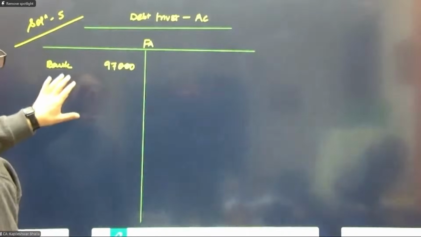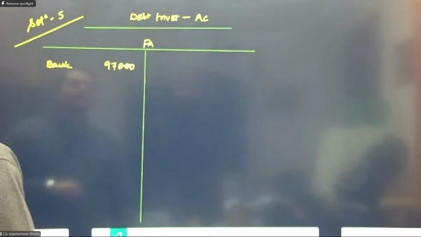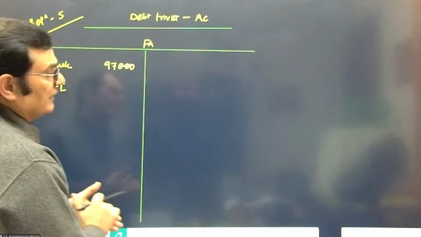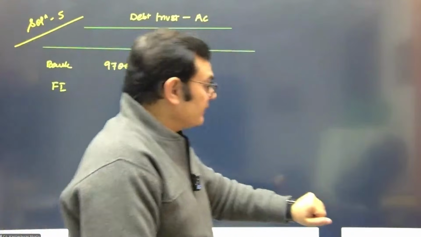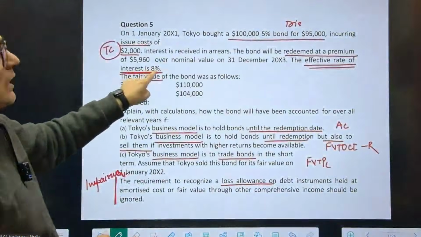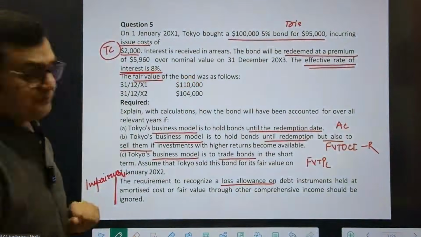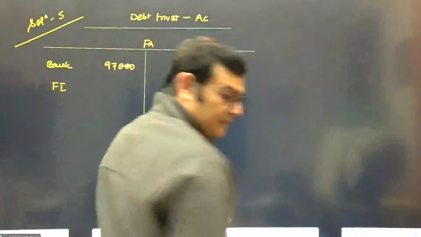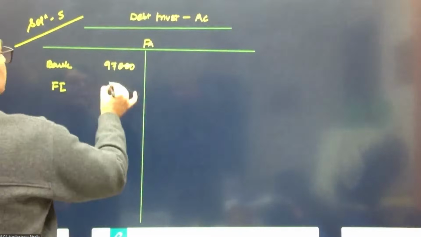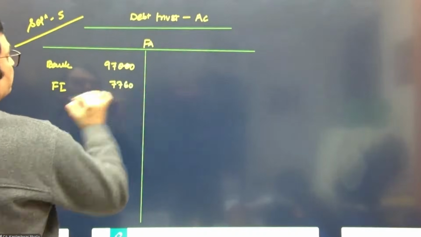So this is 97,000, and now we are going to consider the finance income at what rate? Are you going to take the finance income at the contracted rate of 5% or the EIR at the rate of 8%? That's right, we're going to consider 8%. So on 97,000, we take 8%, that is 7,760.